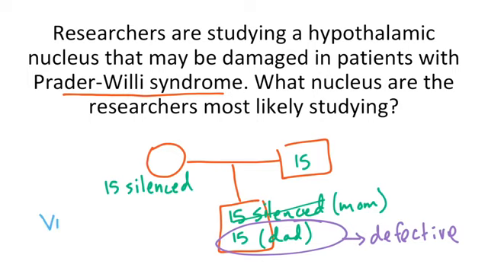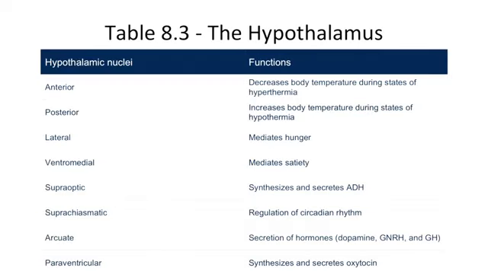So again, the ventromedial nucleus of the hypothalamus normally causes satiety. So you can imagine if this is damaged, then patients will constantly feel hungry. And because our patient is overeating, we can assume that the researchers are most likely studying the ventromedial nucleus of the hypothalamus. From table 8.3, we can see that the ventromedial nucleus normally mediates satiety. So damage to this region of the brain would result in hyperphagia, as I just showed.